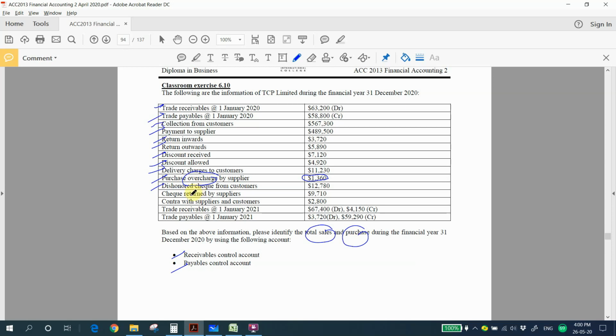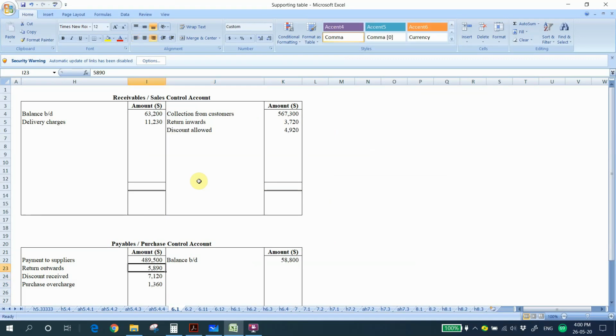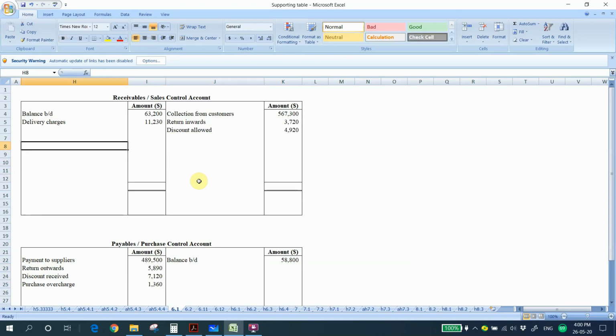It means that effectively you did not receive any amount from your customer. So if you have a dishonor check, the treatment is you will add back this amount because the customer still owing to you.